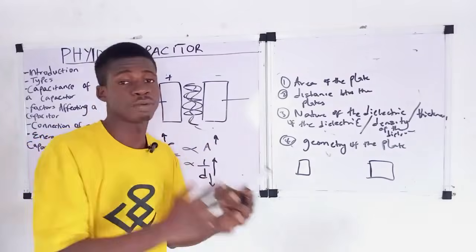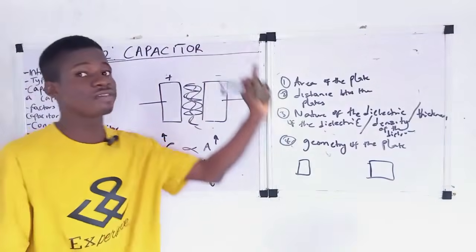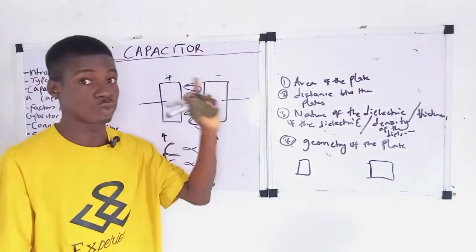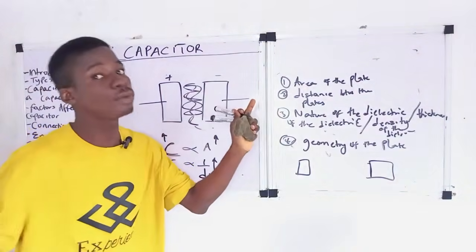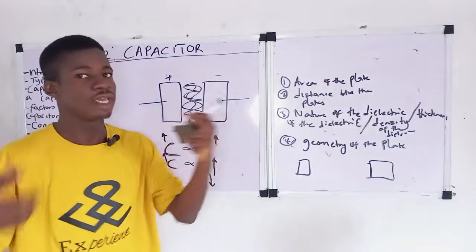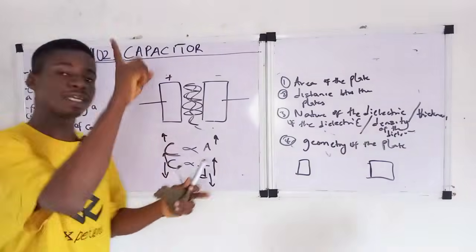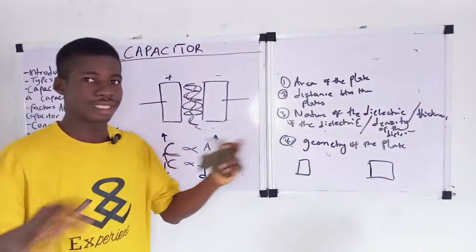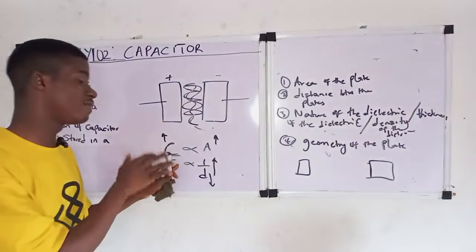When you see something inversely proportional, it means that whatever is happening to one of those things, the opposite will be happening to the other one. For example, if one is increasing, the other one will be decreasing. So that is what inversely proportional means.